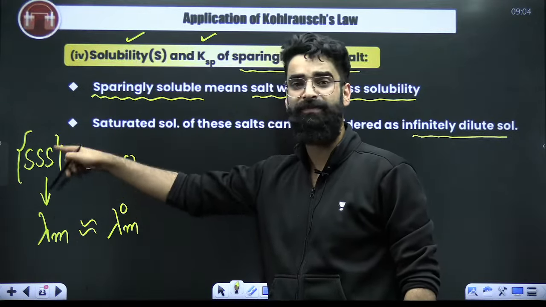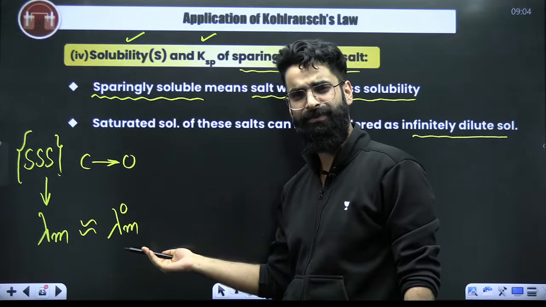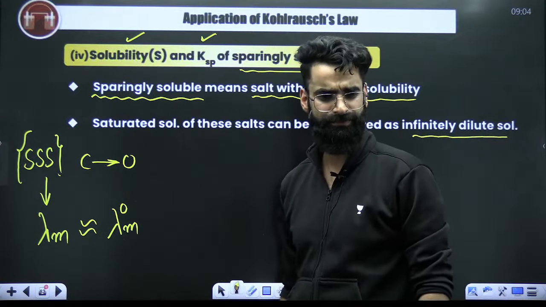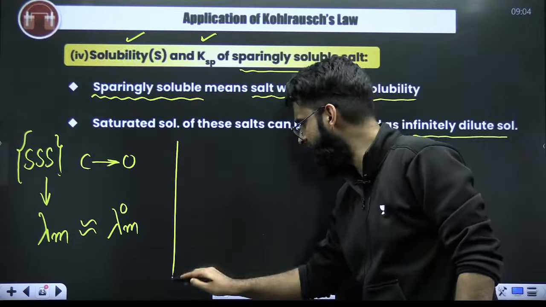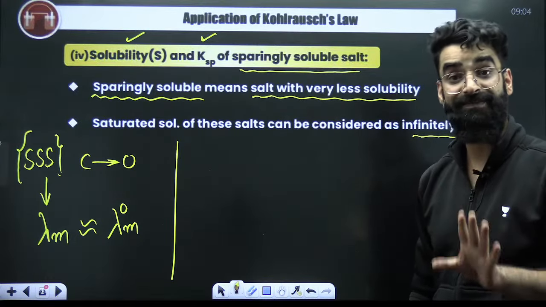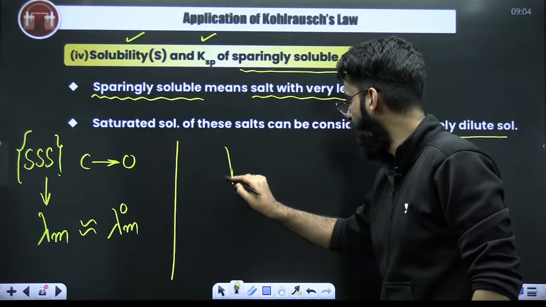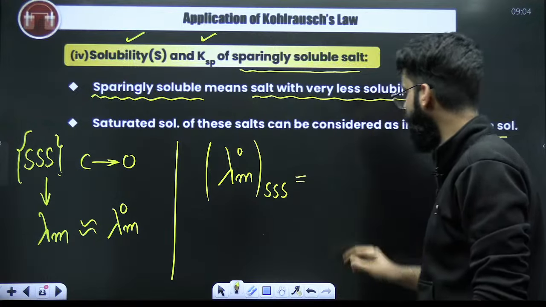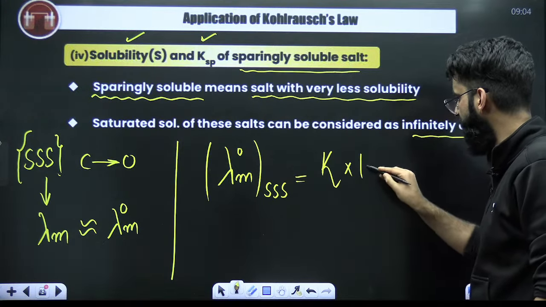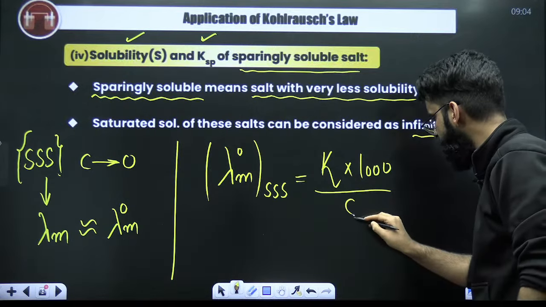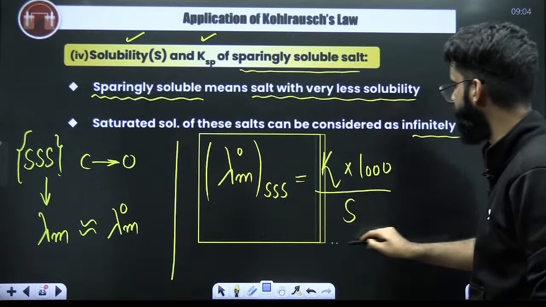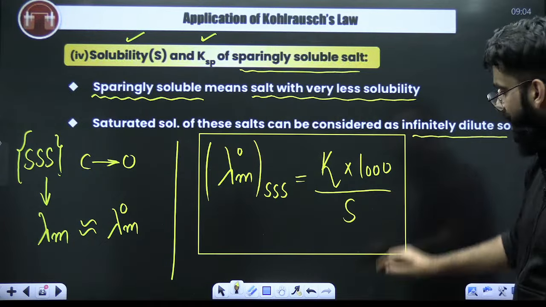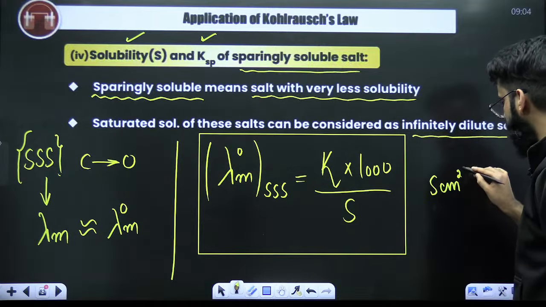So I'll say molar conductivity of a sparingly soluble salt is same as its molar conductivity at infinite dilution, right? Because at infinite dilution, C value is 0. Now, let me tell you, there is one very important result. I'm not deriving it, I'm just giving you the result. We'll show its application. Molar conductivity at infinite dilution of a sparingly soluble salt is always equal to conductivity multiplied by 1000 divided by solubility of the sparingly soluble salt. This is one result which you have to remember. And its units are simply going to be Siemens centimeter square per mole.